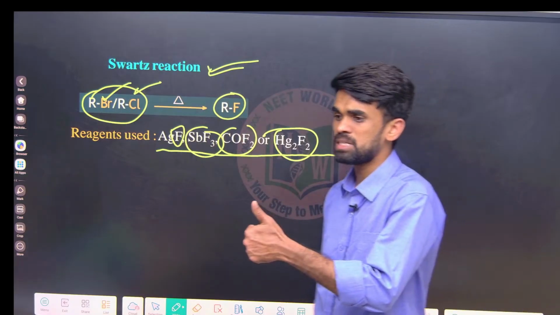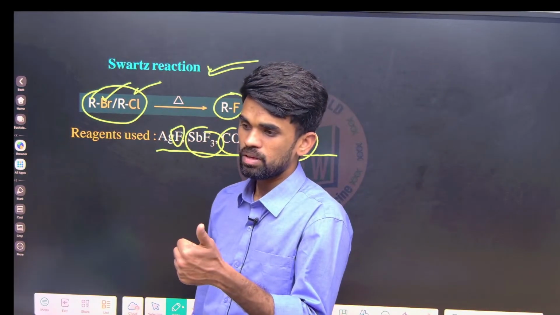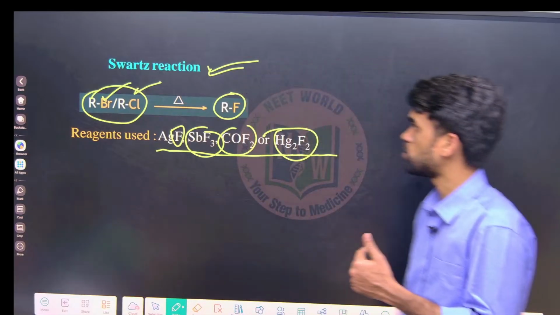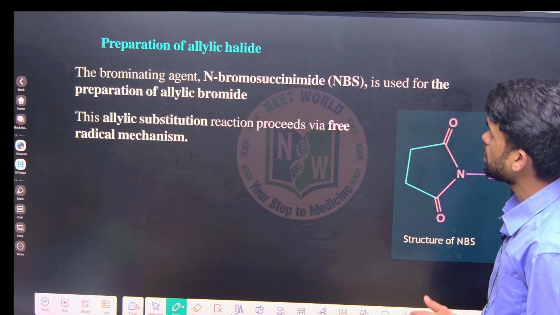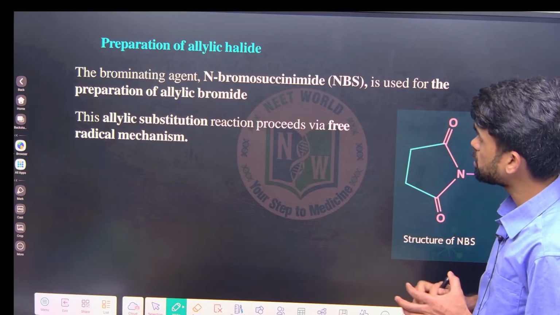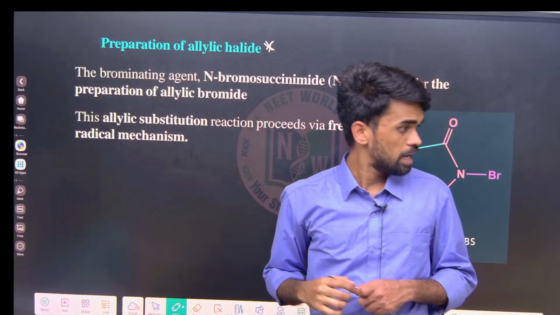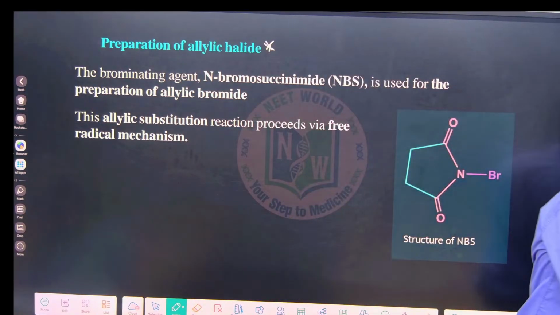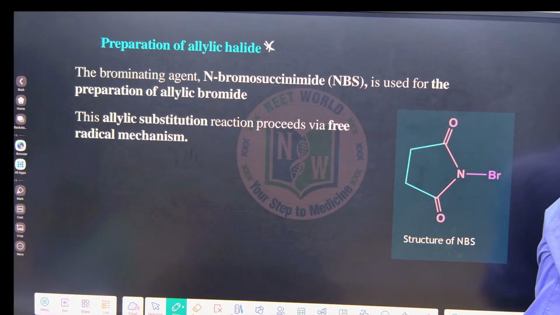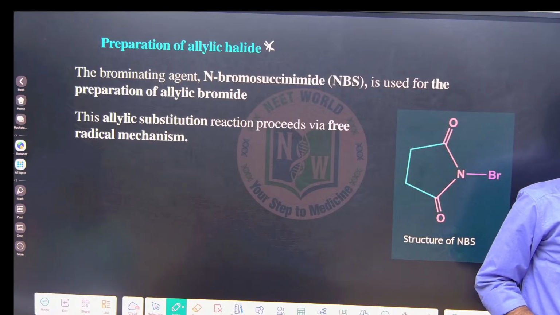So Finkelstein means for preparation of iodides, it follows SN2, and this is Schwarz reaction. Okay. Next, one more thing, it is also very important, just listen here. Preparation of allylic halides. What do we mean by allylic halides? Again, allylic halides is a very important topic.